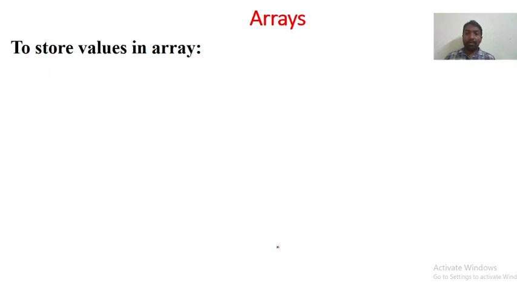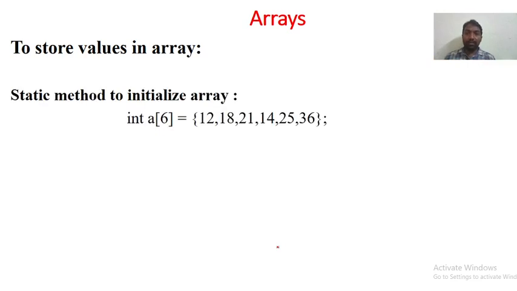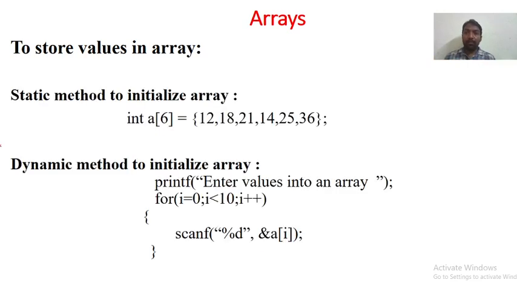Now you can create an array in two ways: the static method and the dynamic method. The static method means that while declaring the array, you provide the elements you want to store in curly brackets, separated by commas. Here the values are 12, 18, 21, 14, 25, 36. These elements are stored in array A using the static method.